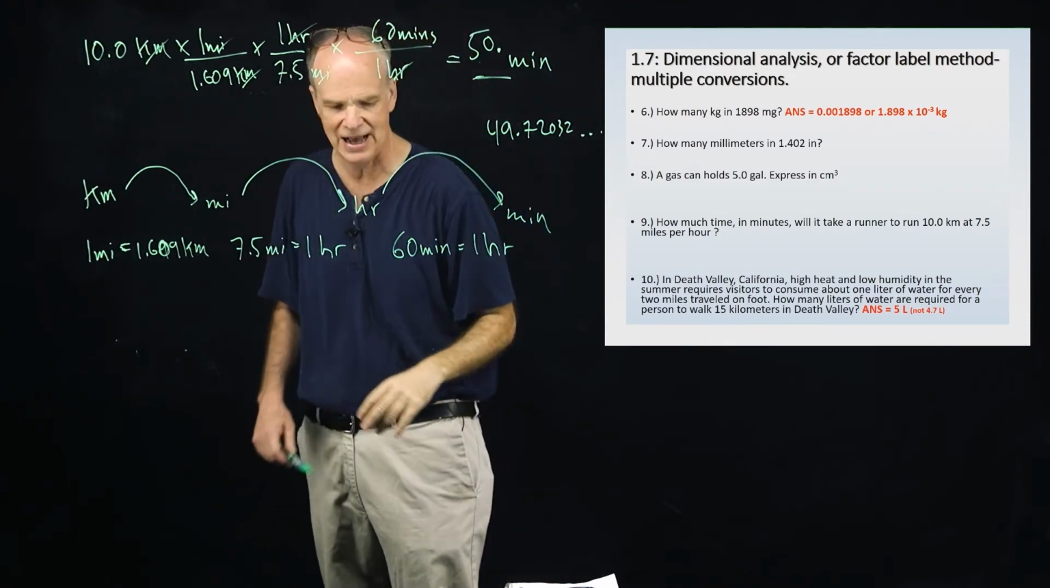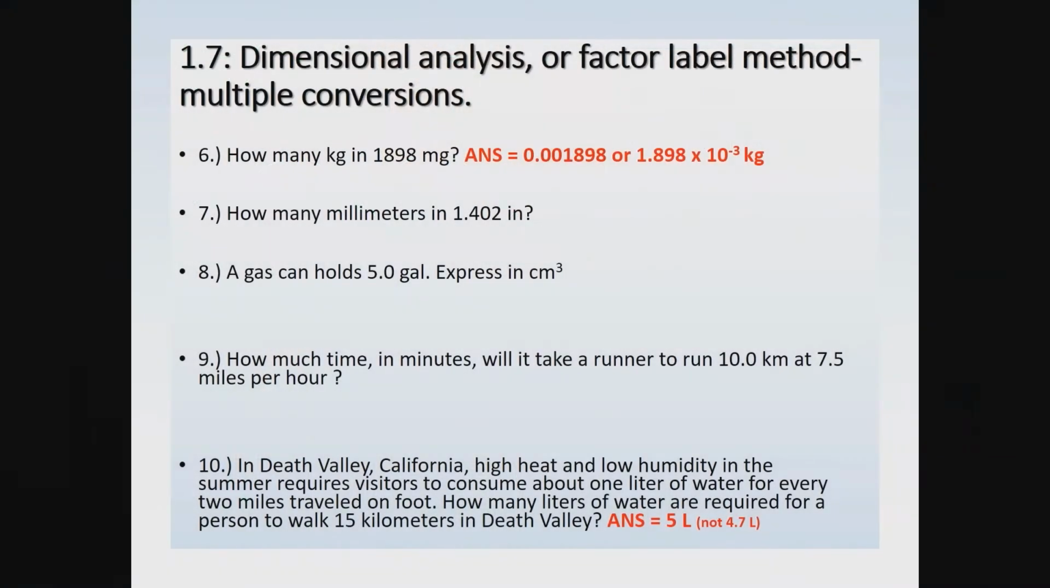Okay, let's go on to the last problem. Okay, so now we're on problem 10. In Death Valley, California, high heat and low humidity in the summer requires visitors to consume about 1 liter of water for every 2 miles traveled on foot. How many liters of water are required for a person to walk 15 kilometers in Death Valley?